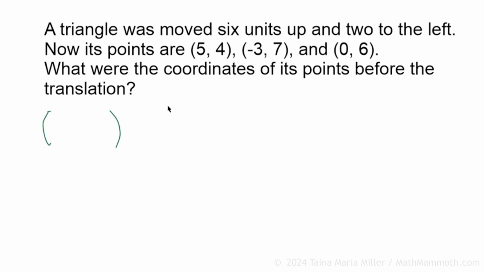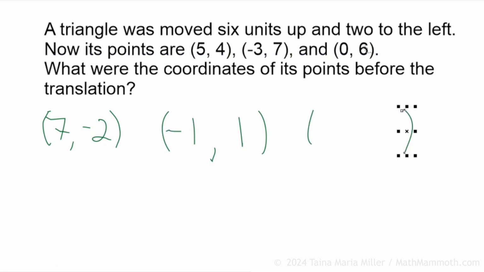So for the first point, we have (5, 4), and 4, we will subtract 6 to get what the y-coordinate was originally, so it was -2. And 5, we will add 2 to get where it was originally, (7, -2). Then the next one, 7 is the y-coordinate, we subtract 6, so we get 1. And then -3, we add 2, so we get -1. And then the last one, 6, we subtract 6, we get 0. And then 0, we add 2, we get 2. Those are now the coordinates of its points before the translation. Calculations were sufficient, we didn't need a grid.